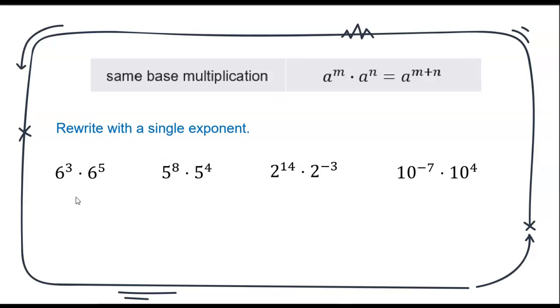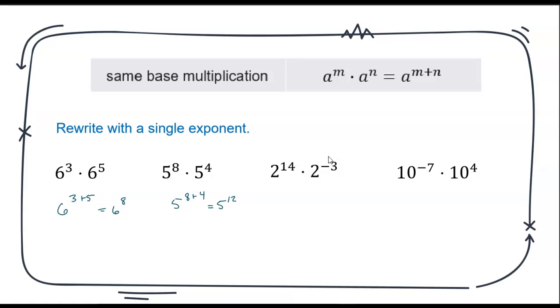Okay, so we have 6 to the 3rd times 6 to the 5th. Since we're multiplying, that means we're going to add the exponents. This is going to be 6 to the 3 plus 5. That will be 6 to the 8. Same thing here. We're multiplying, so we're going to add the exponents. 5 to the 8 plus 4. That will be 5 to the 12th.